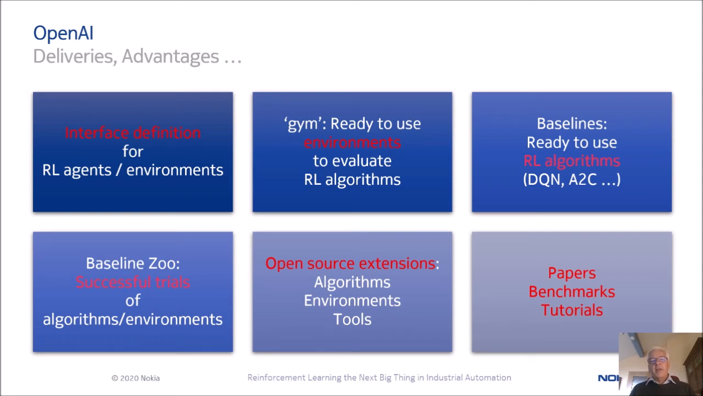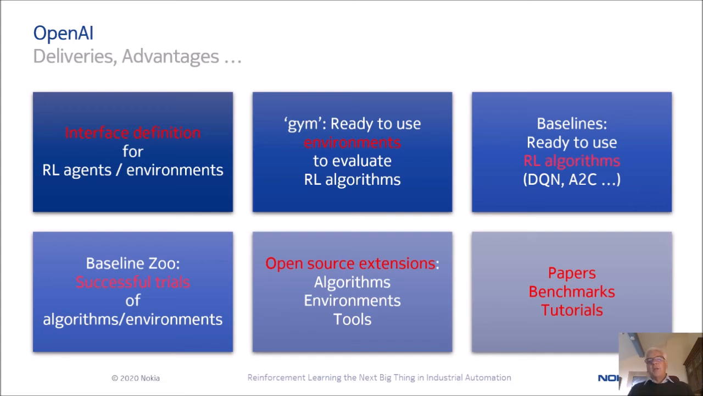OpenAI also provides a so-called Gym. These are ready-to-use environments which you can take to evaluate reinforcement learning algorithms. On top of that, it provides reinforcement learning algorithms. They call these baselines, and here they are very famous algorithms like deep Q networks, actor-critic methods, and things like this.